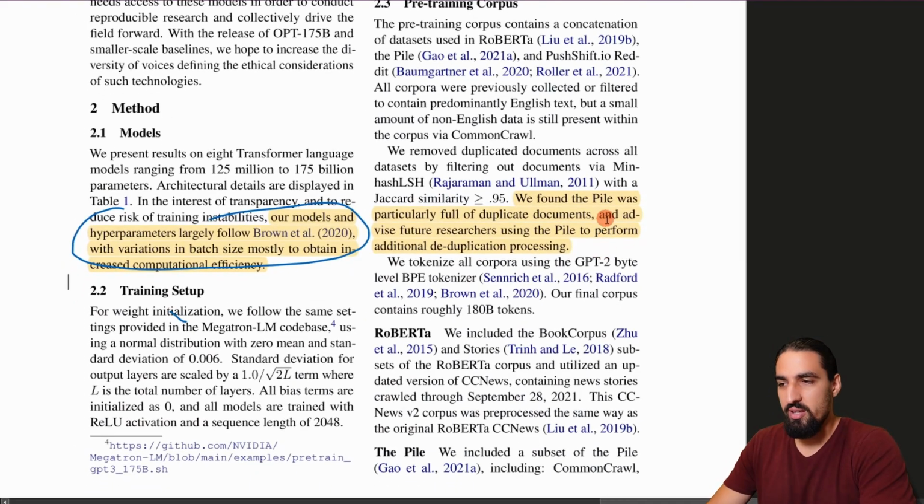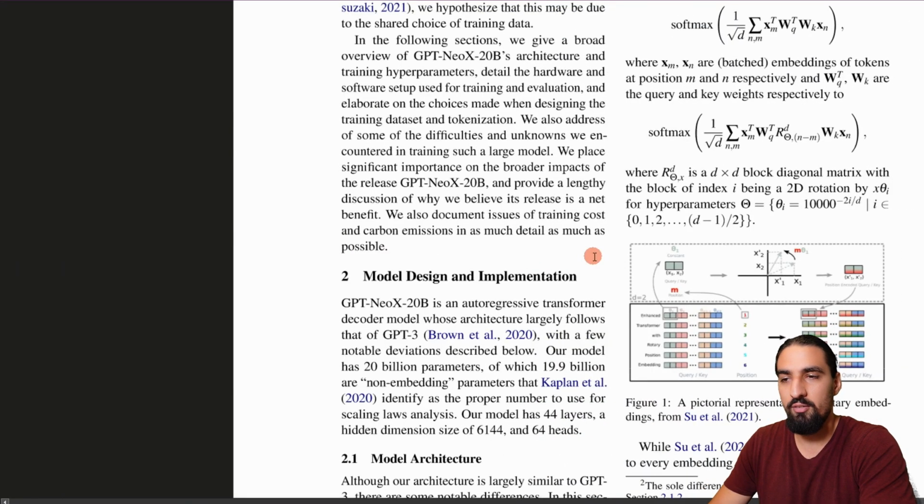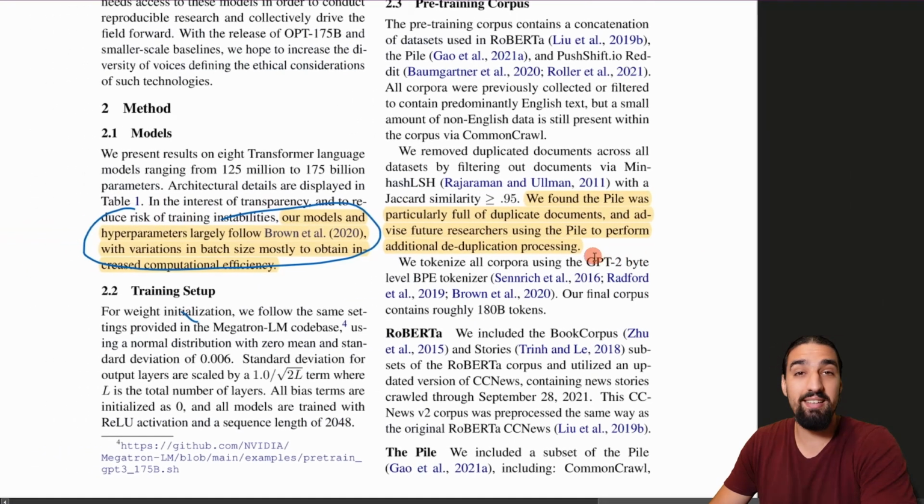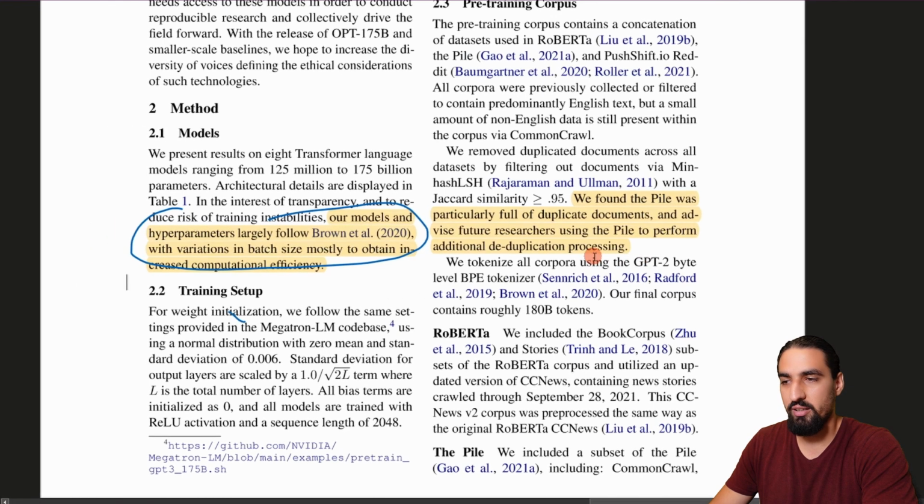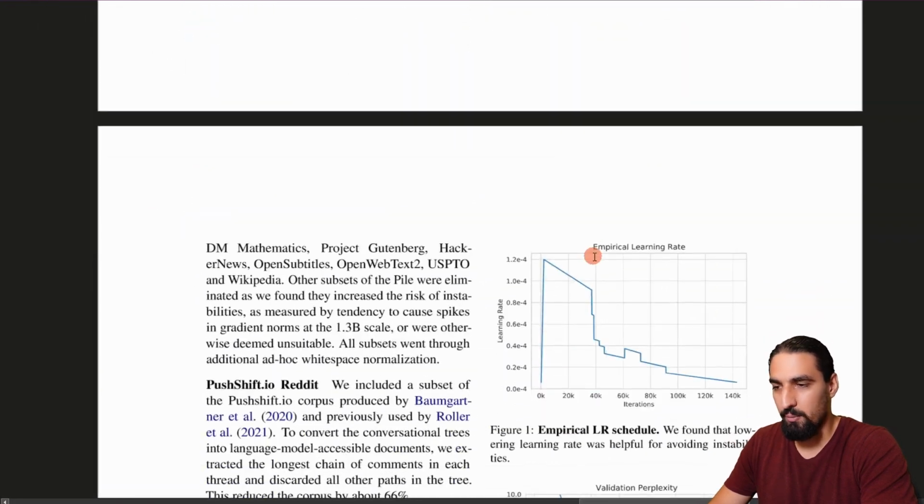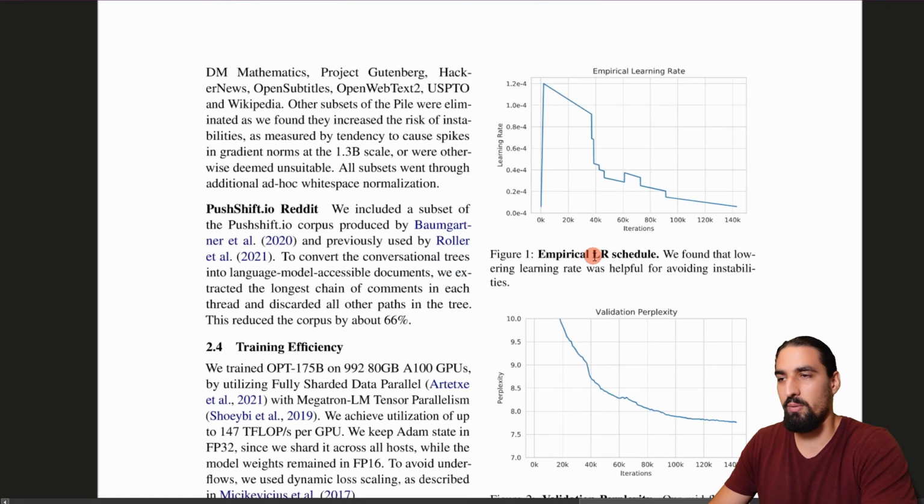Next up, they say, we found that the Pile was particularly full of duplicate documents and advise future researchers using the Pile to perform additional deduplication processing. This is particularly relevant to the next paper I'll cover from EleutherAI, because they did use the Pile and they did not deduplicate it because of the lack of resources. And which is very interesting, they've done more than a single epoch, which is the common practice in training LLMs. But we'll get there in a couple of minutes.